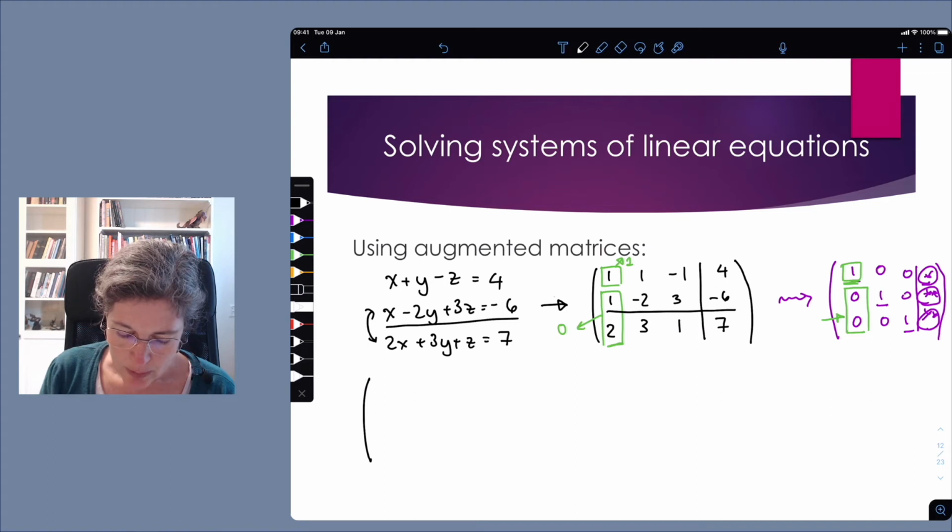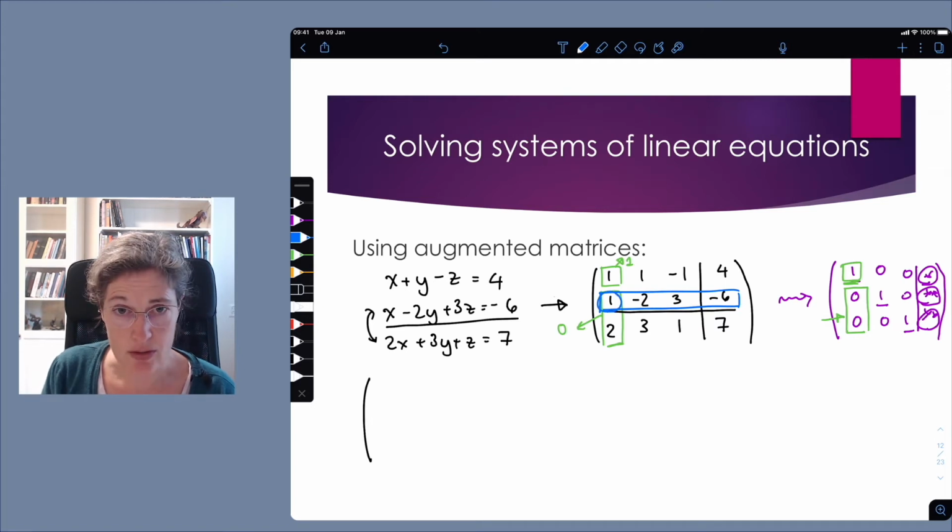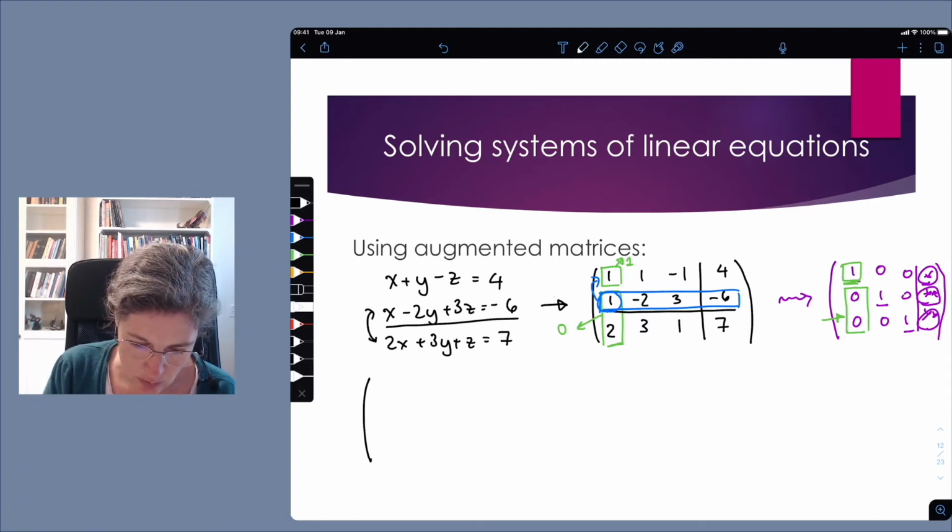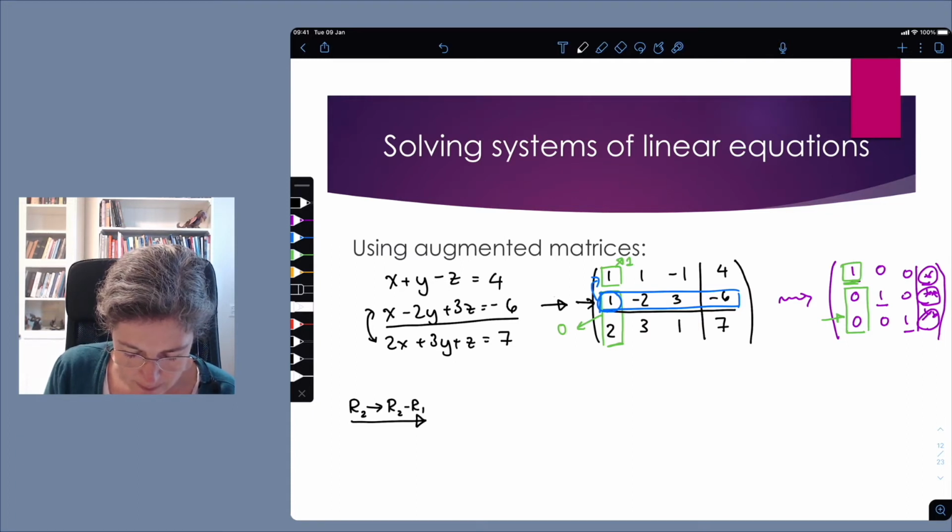So if we have a look, let's focus on this row over here. We want to turn this 1 into a 0. Which other row could we add or subtract in order to get a 0 there? Well, if we subtract off the first row, then we'll get a 0 there. So let's do that. I'm going to make a note of what I'm doing. I'm going to take row 2, because that's the one I'm thinking about here, and transform it into row 2 minus row 1.